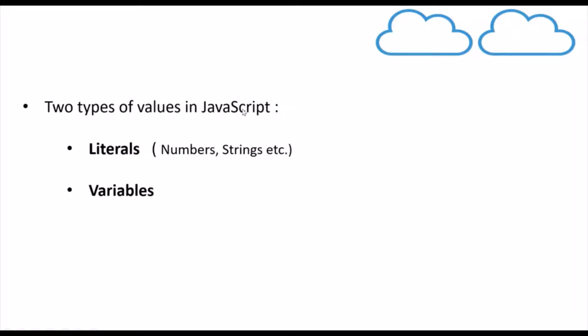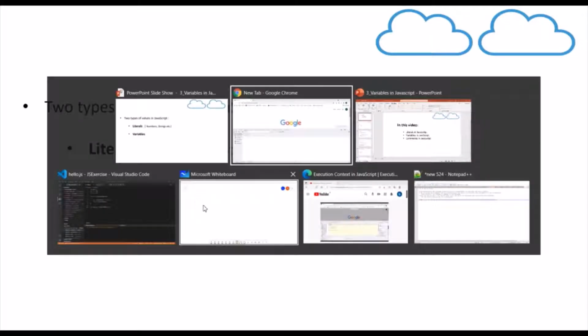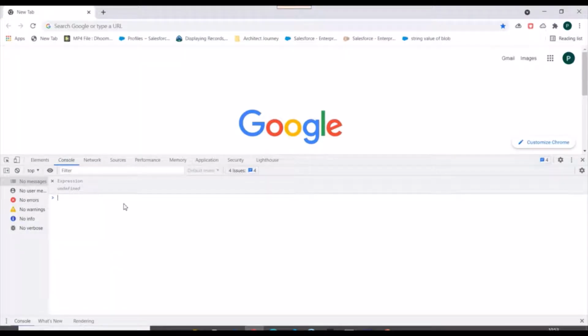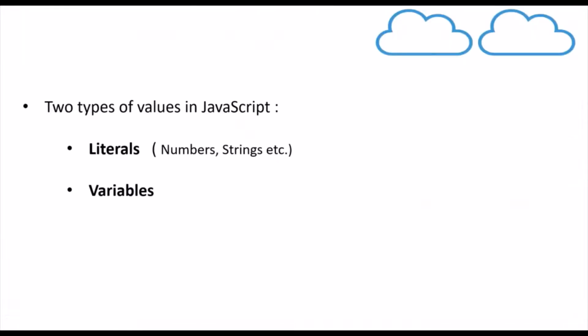So there are two types of values in JavaScript. One is literals and the other one is variables. Literals are nothing but constants or numbers or strings. These values are assigned to variables. So let's go to the console, and here if I type a particular string, let's say test, this is a literal, and it's a string literal. If I type a particular number, this is a number literal, right? Similarly, we can have arrays and objects. So these are literals.